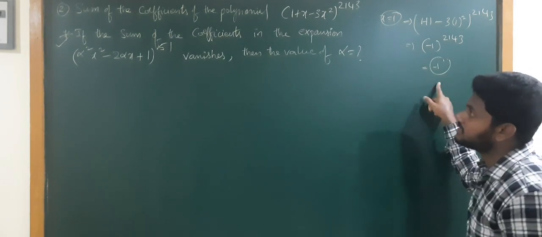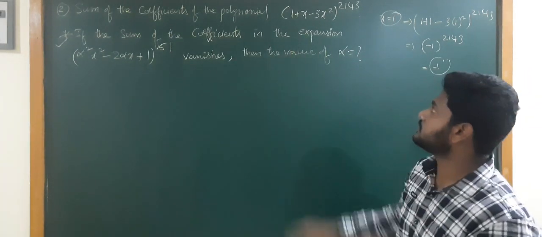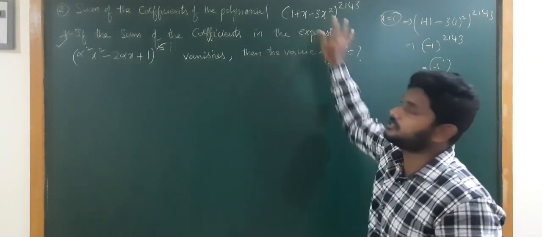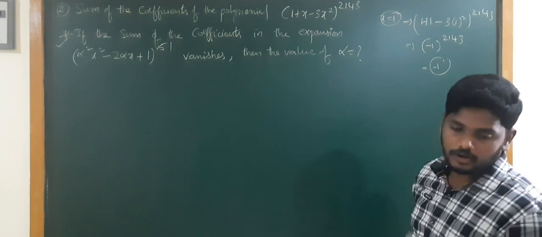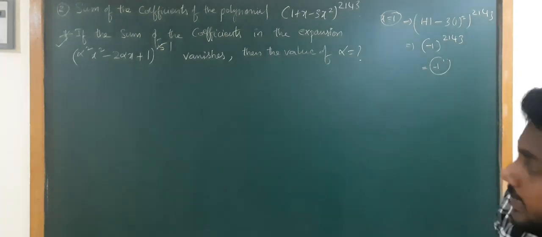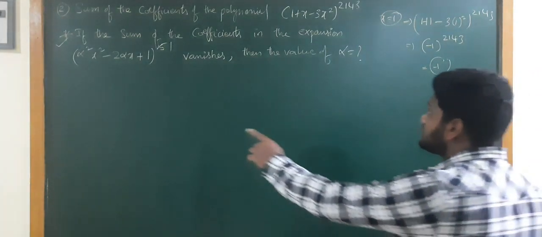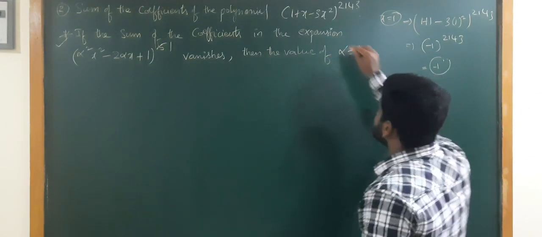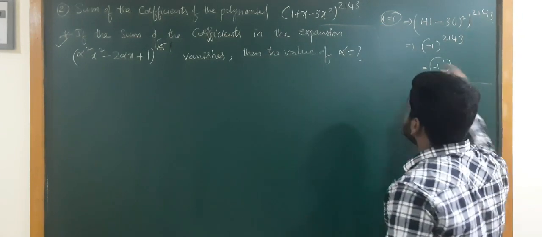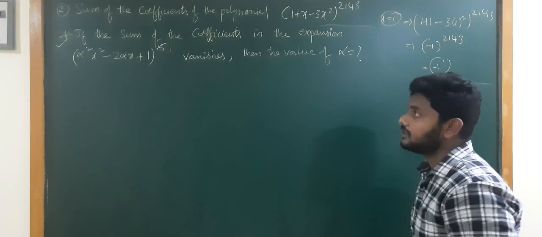So minus 1 is the sum of the coefficients of this polynomial, 1 plus x minus 3x square, whole to the power of 2143. First question completed. The sum of these coefficients is minus 1.